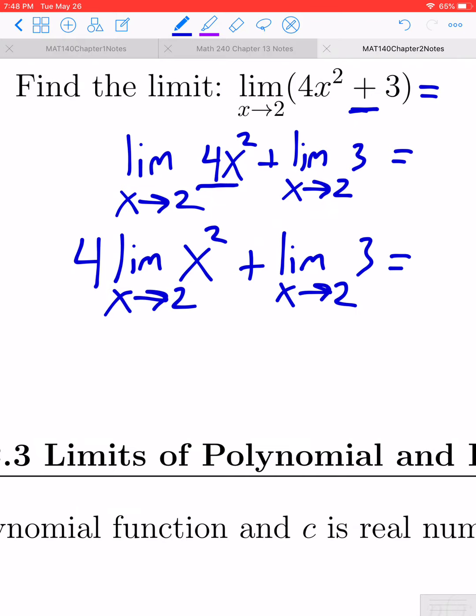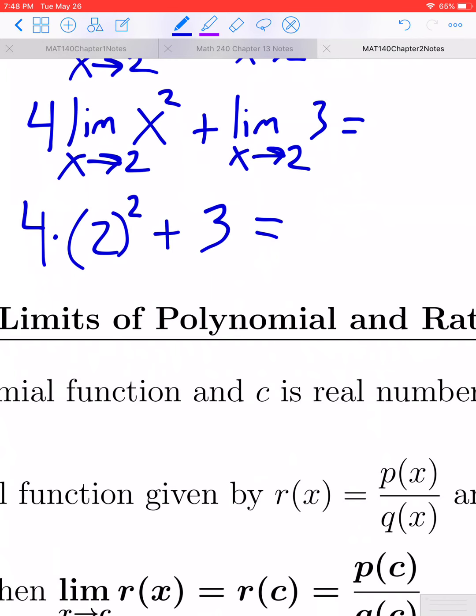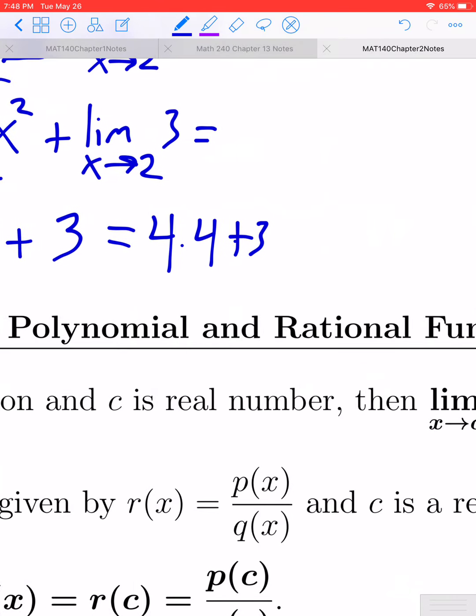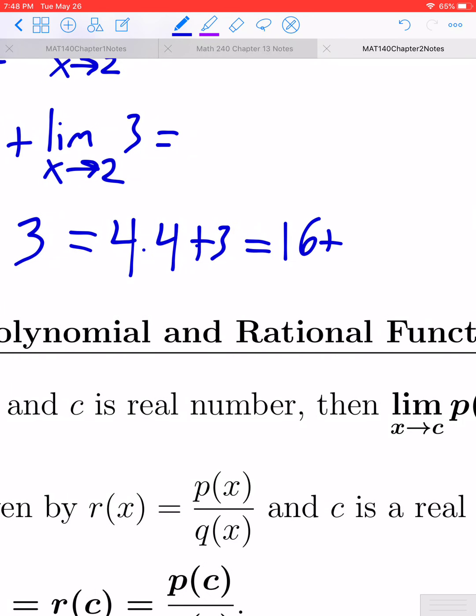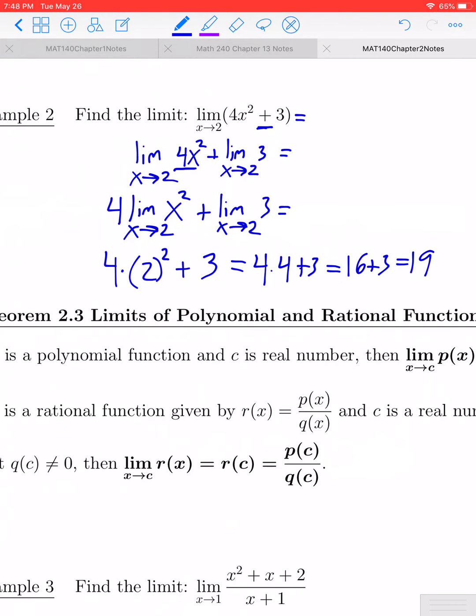And now we can use our basic limit properties. The limit as x approaches 2 of x squared is simply going to be 2 squared. And then the limit of a constant is just the constant itself. So this limit here, as x approaches 2 of 3, is simply going to be 3. We can now go ahead and evaluate this. This is going to be 4 times 4 plus 3, which gives us 16 plus 3, which is equal to 19. So overall, this limit is equal to 19.